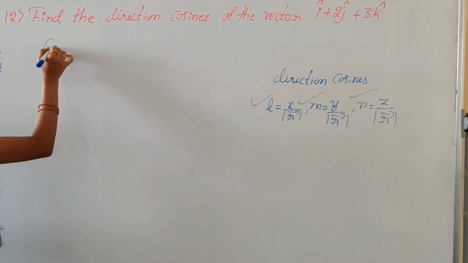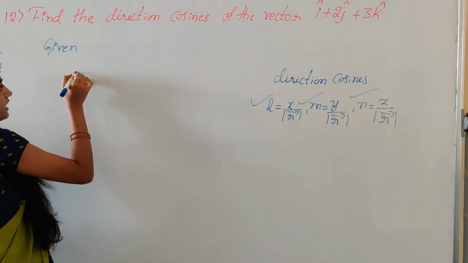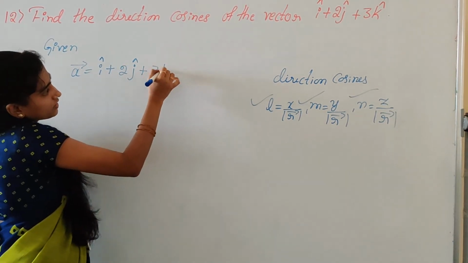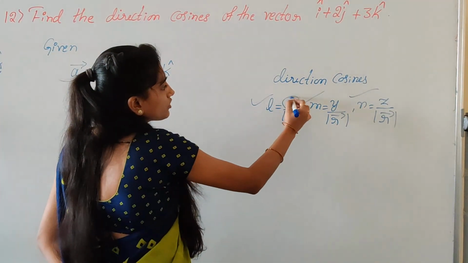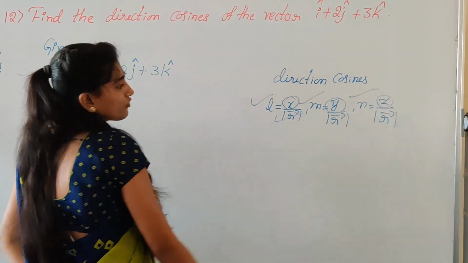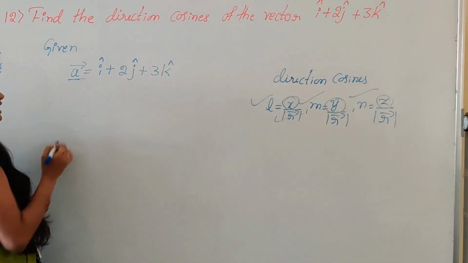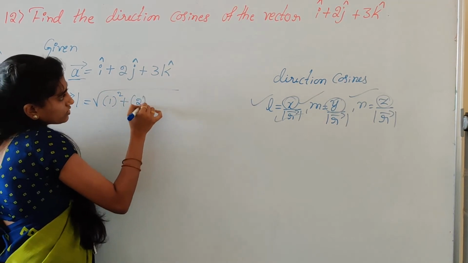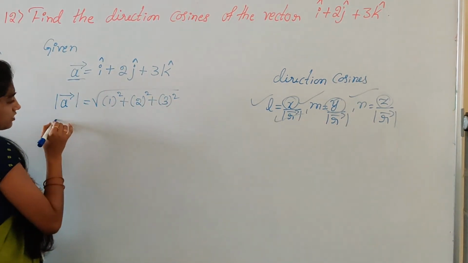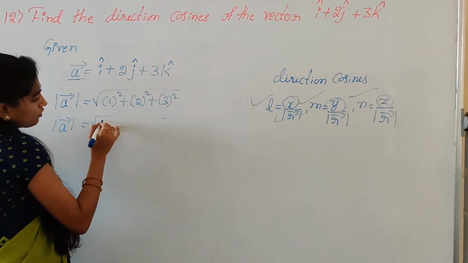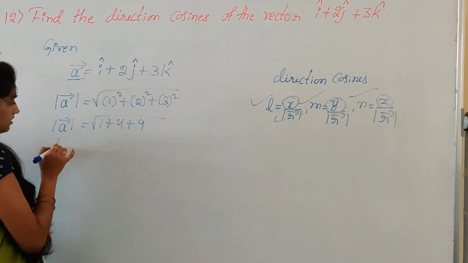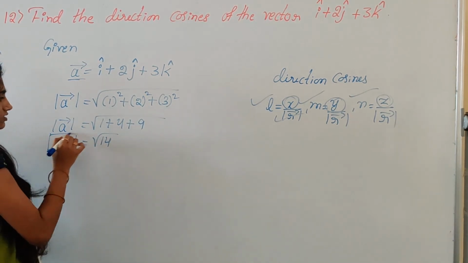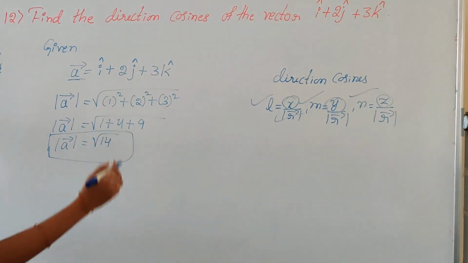So we are given vector A is equal to I cap plus 2 j cap plus 3 k cap. So here we know the value of x, y, z. So here we have to find the magnitude of r. So here the vector is A. So magnitude of vector A is equal to 1 square plus 2 square plus 3 square. This is the magnitude of vector A. Now find out the direction cosines.